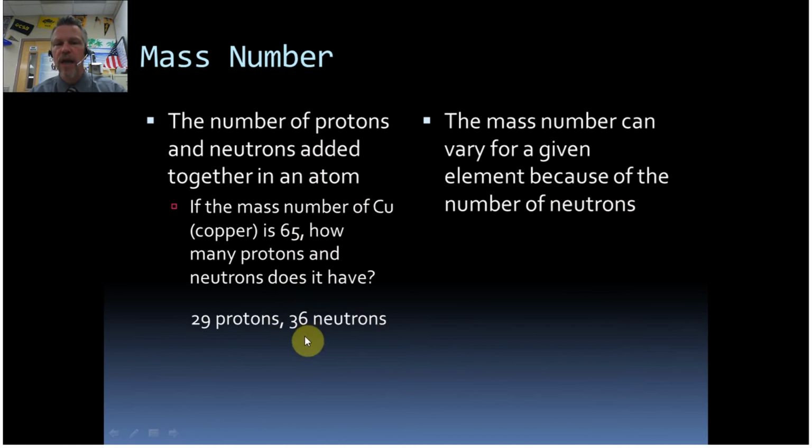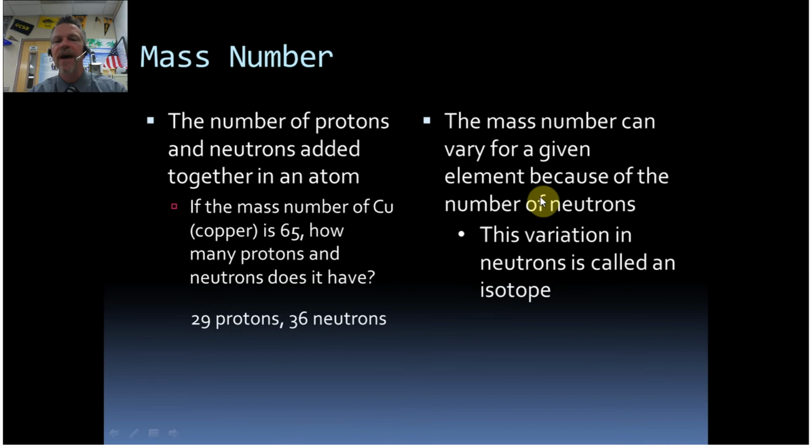It's possible for an atom of copper to have 37 neutrons or 38 neutrons. There are different versions, different flavors. They're all copper. Remember, we talked about this the other day. They're different versions of the same element. So those are called isotopes. Variations in neutrons. This is kind of the definition. Variation in the number of neutrons is called isotopes.